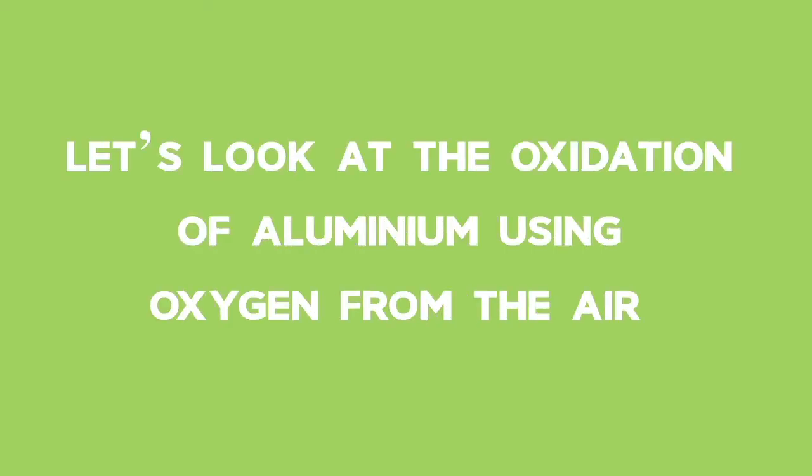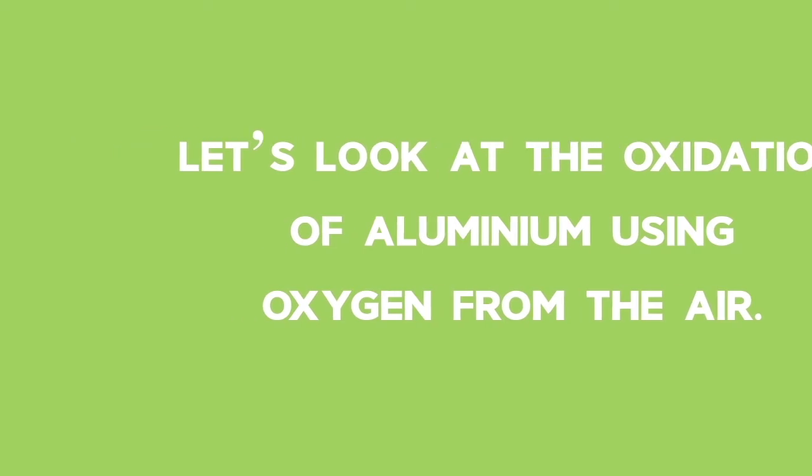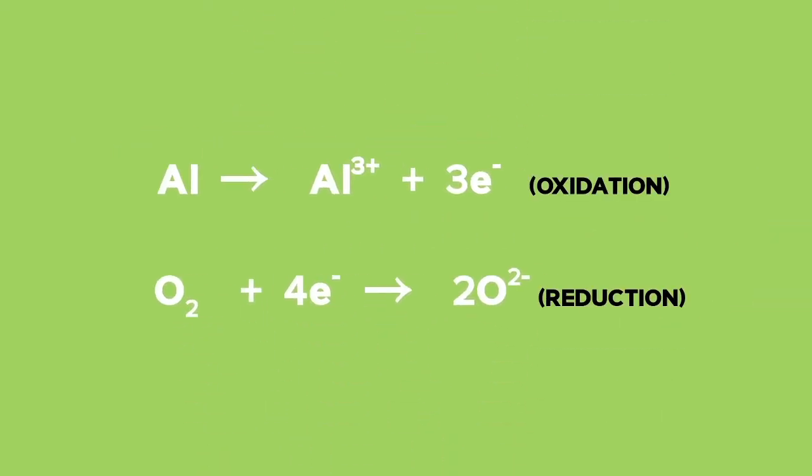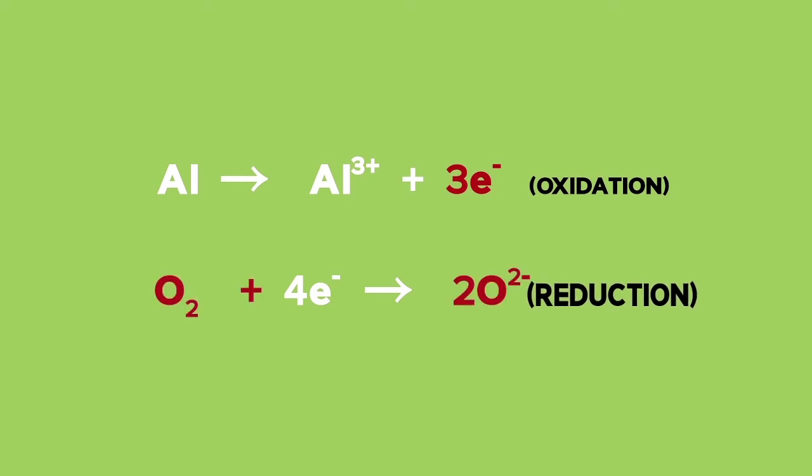Let's look at the oxidation of aluminium using oxygen from the air. We start with 2 half reactions and label them. The aluminium is clearly losing 3 electrons, so this is oxidation. The oxygen is gaining the electrons, and this means that oxygen is being reduced.